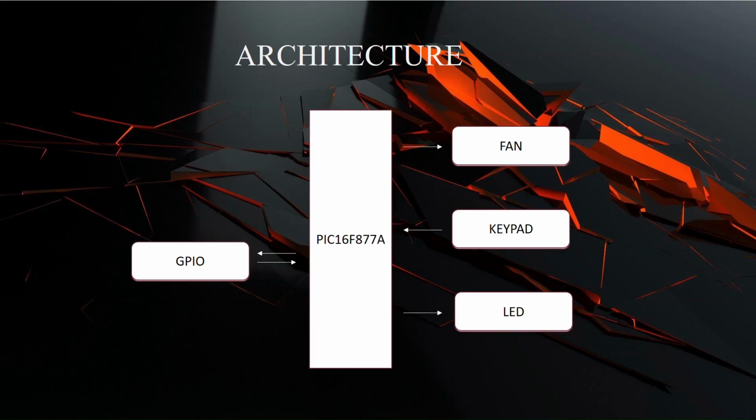Architecture. Here we use PIC16F877A microcontroller. It has 40 pins with multiple GPIOs, timers, and interrupt features. It is suitable for learning and implementing embedded projects. Here we use keypads. The keypad provides user input to microcontroller. The microcontroller processes the input and controls output such as LCD display, fan, and LED. This architecture shows how input processing and output are interconnected.